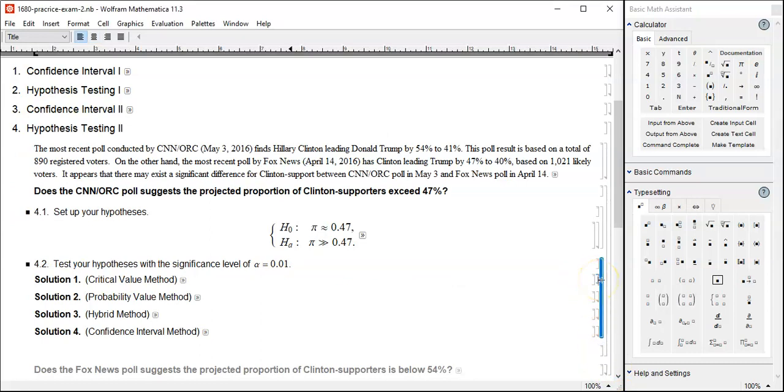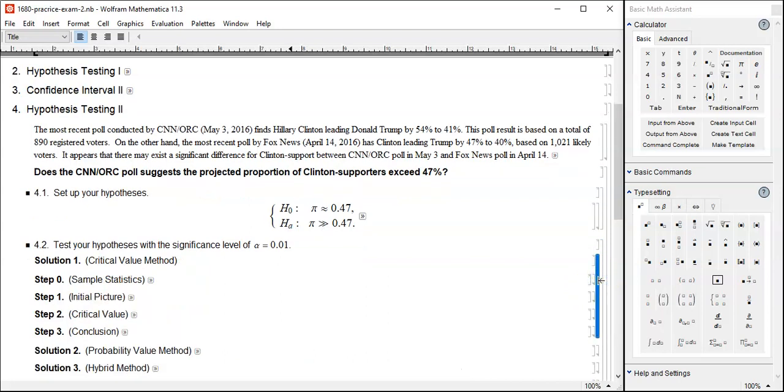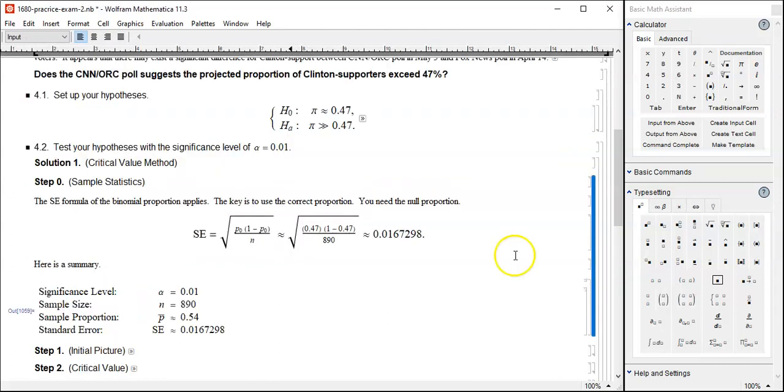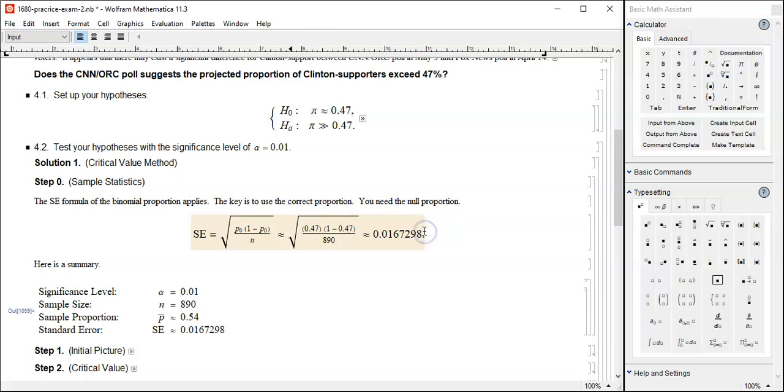First, my favorite method, the critical value approach. So we go like this. The sample statistics we have: alpha is 0.01, sample size n is 890, and the observed proportion is 54%, 0.54, and then the standard error is as we calculated over here.